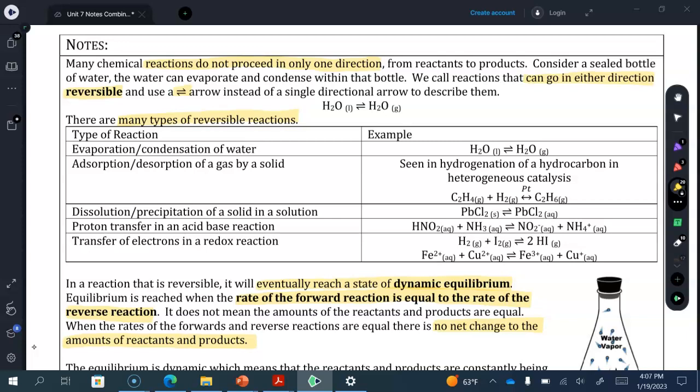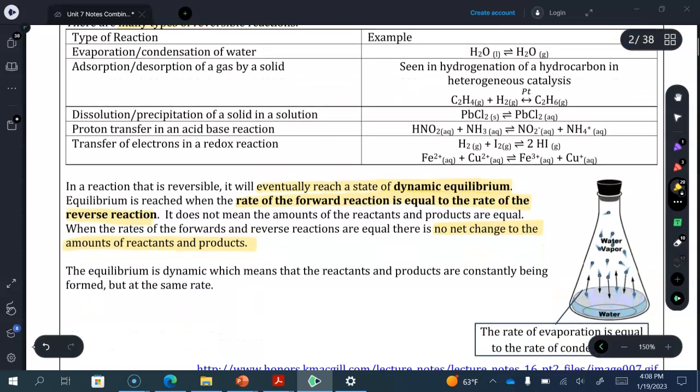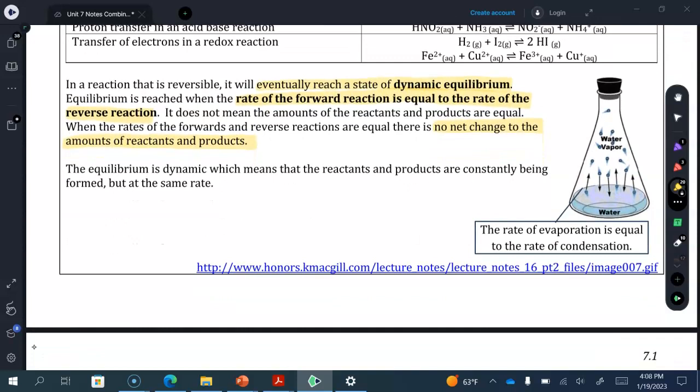There are many types of reversible reactions that include evaporation and condensation of water, absorption and desorption of gas by a solid, dissolution or precipitation, proton transfer in an acid-base reaction, and the transfer of electrons in a redox reaction. So all of these proceed in both the forward and reverse direction, and that is what equilibrium is. In a reaction that is reversible, it will eventually reach a state of dynamic equilibrium.